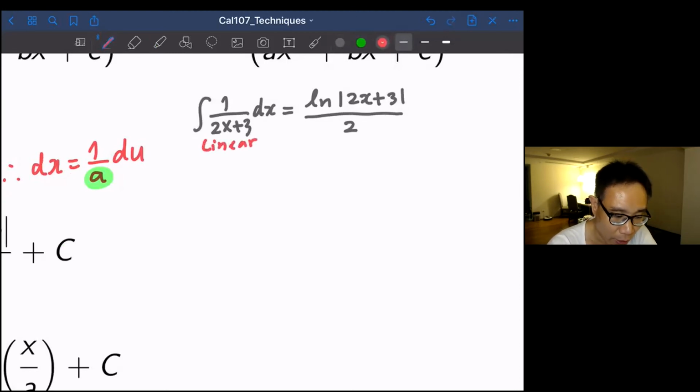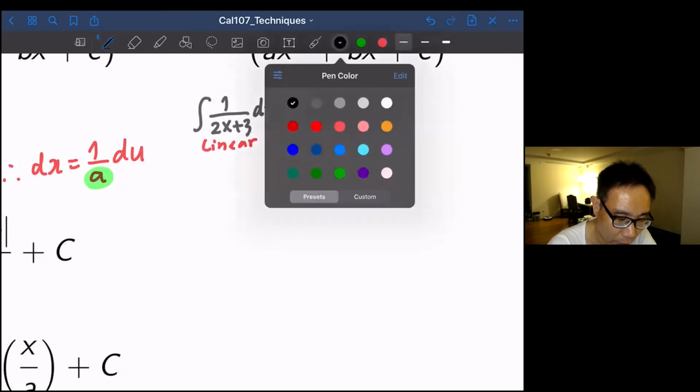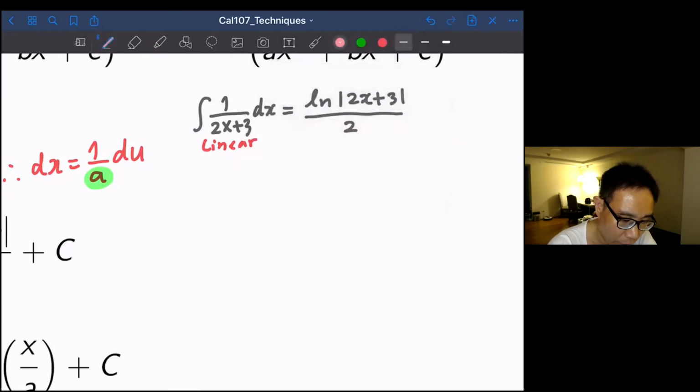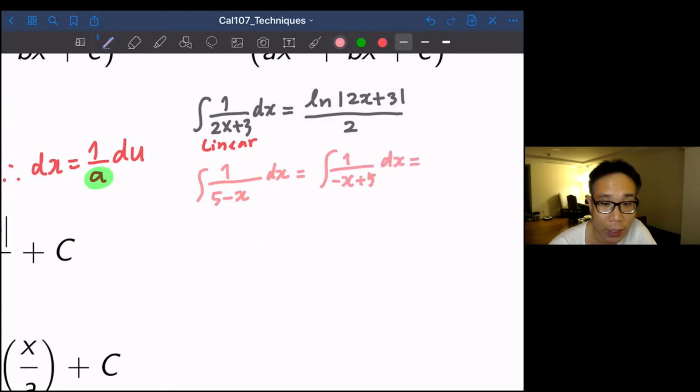The next one is the integral of 1 over (5 minus x) dx. This can be written as 1 over (negative x plus 5) dx. So this will be log absolute (negative x plus 5) over negative 1. Okay, so this is how we have this one.